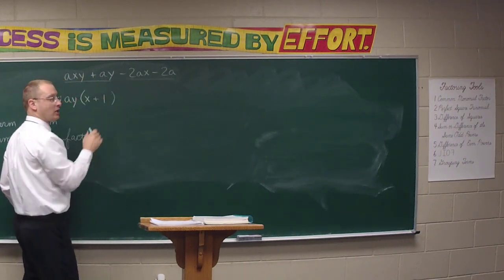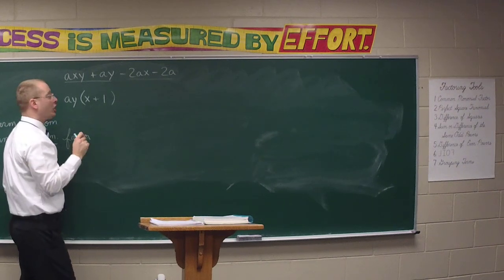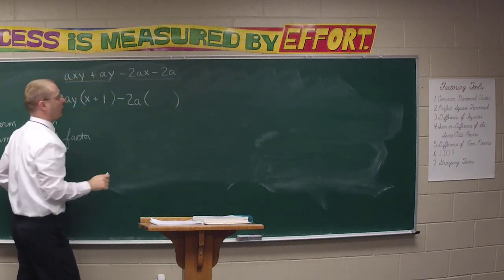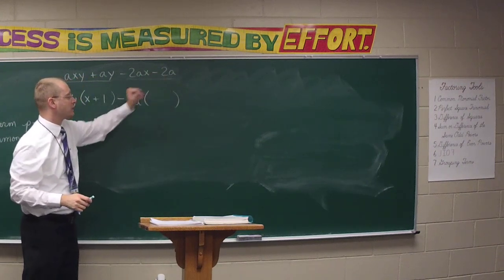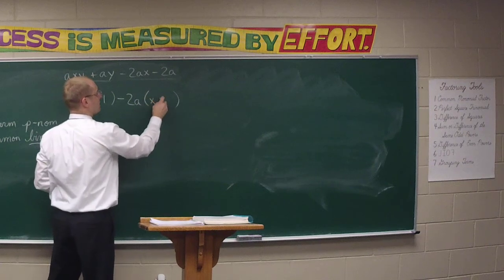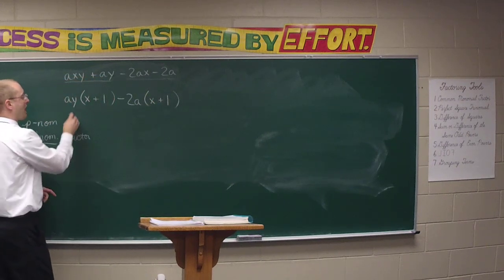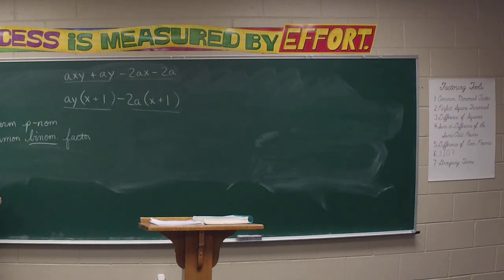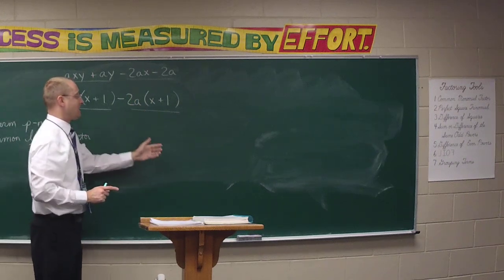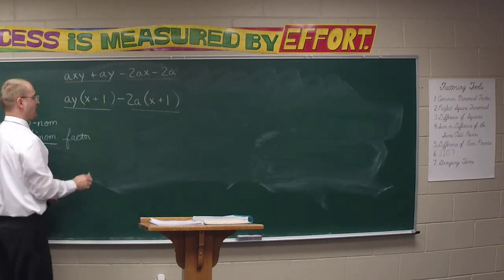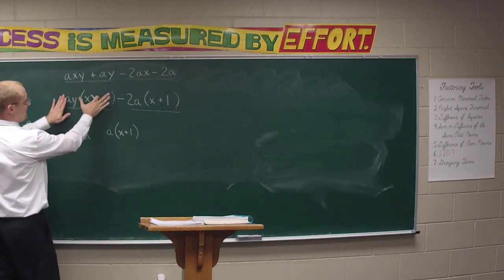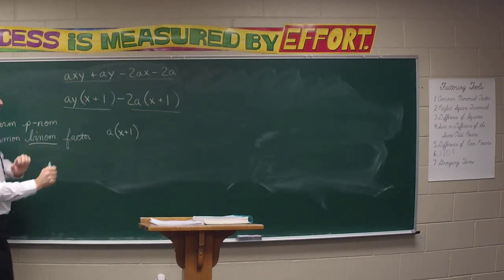What do I factor out of the second group? Good, I'm glad you didn't say 2A. Negative 2A. And what am I left with when I pull a negative 2A from each of these? X positive 1. Now what's common to both terms? And I'm going to pull out the A and the X plus 1 in this step. That just makes the factoring easier. I'm going to pull out the A, I'm going to pull out the X plus 1. What's left if I take A and X plus 1 from everything?